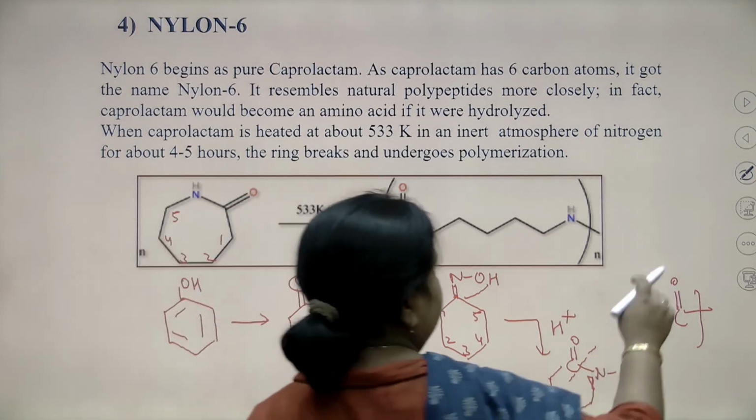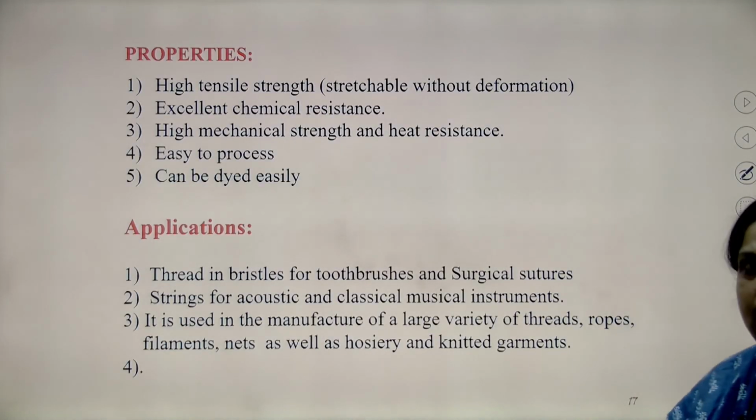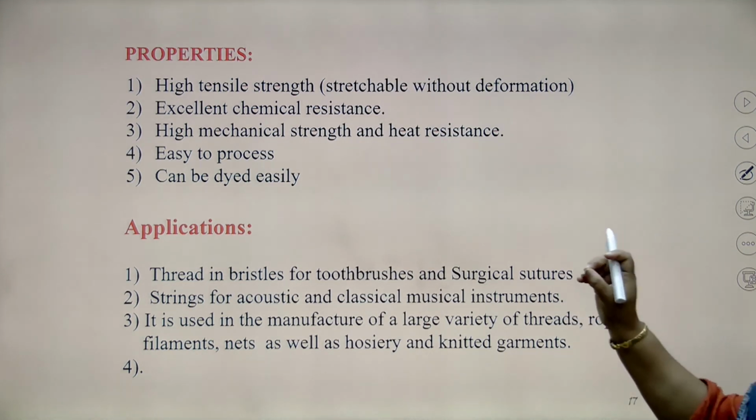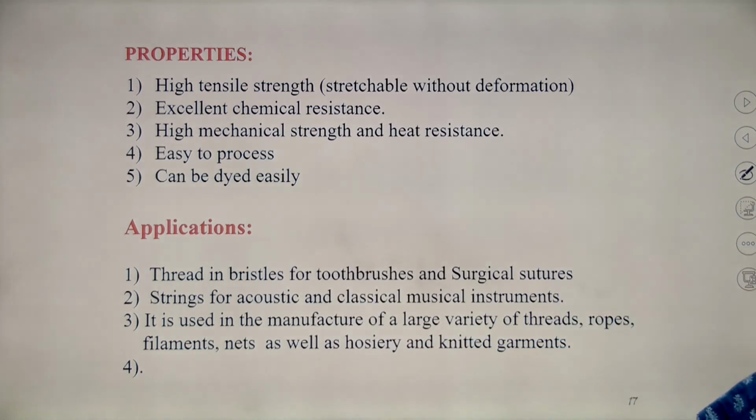Now, properties. Nylon cord, nylon ropes, these applications we know. Now, the properties: high tensile strength, excellent chemical resistance, good mechanical strength, heat resistant, easy to process. And one point is also there, it can be dyed easily. It is transparent, but we can convert it into any color.